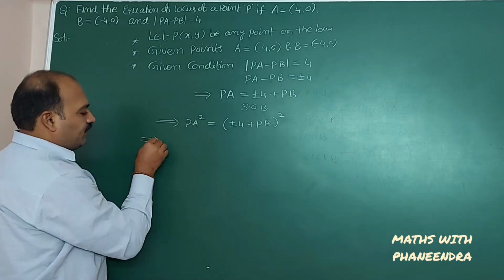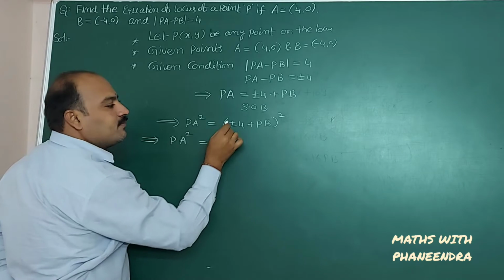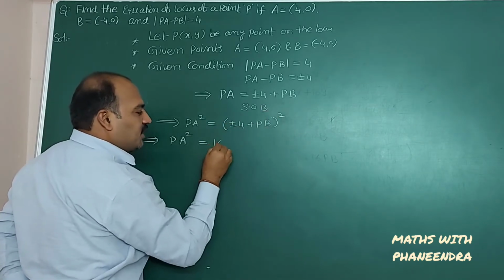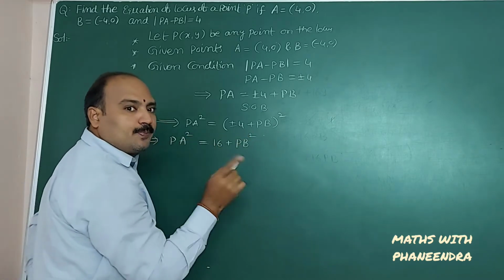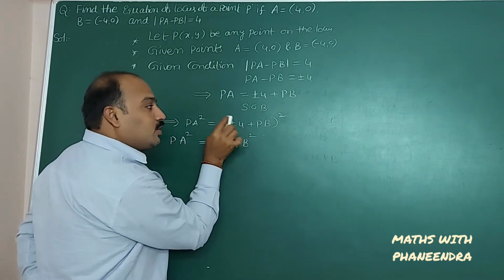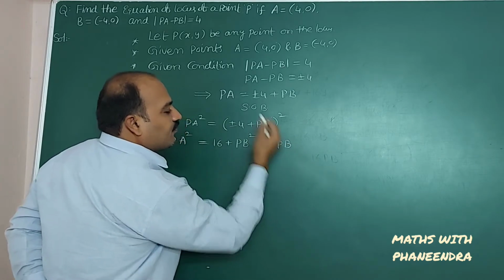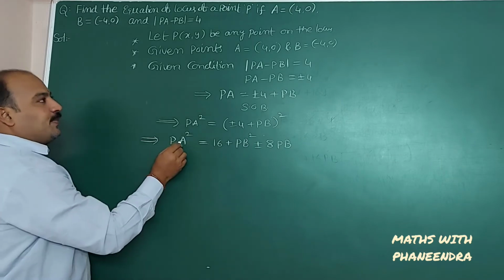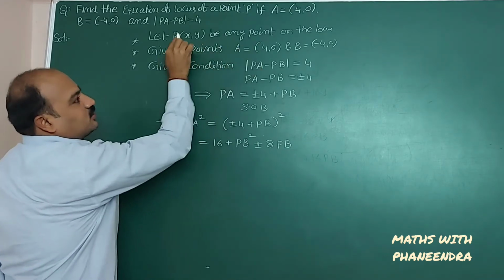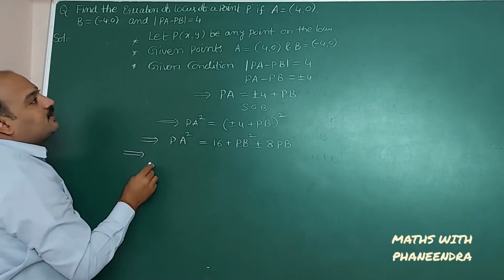PA square, write PA square only. After that we'll write it at a time: plus or minus 4 whole square, 16, plus PB whole square, PB square, plus 2ab: plus or minus 4 into 2 into PB, so plus or minus 8 PB. You remember this here, dear students, this is very important. Next, PA square is the distance between these two, PB square means the distance between these two. So at a time we are going to finish PA square and PB square values.